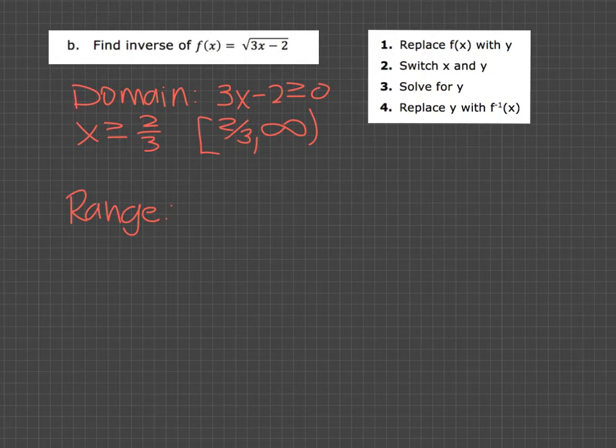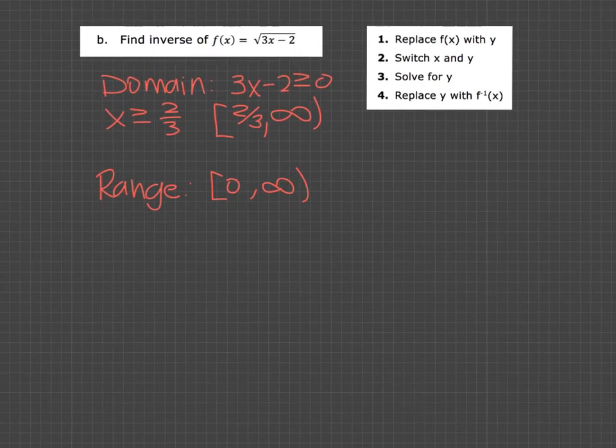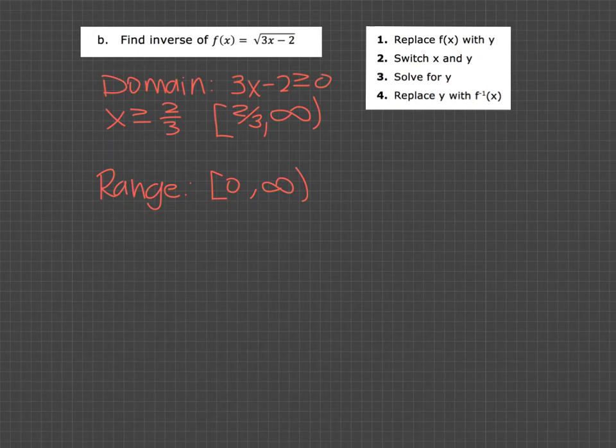All right, we want to write down the range as well. Because this is a square root function and there's no vertical shift up or down, or it's not reflected over the x-axis, the range is 0 to infinity. Now that's going to become important because when we find the inverse function, we'll want to identify the domain and range.